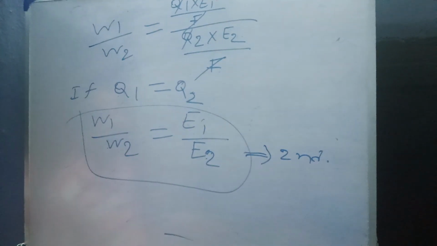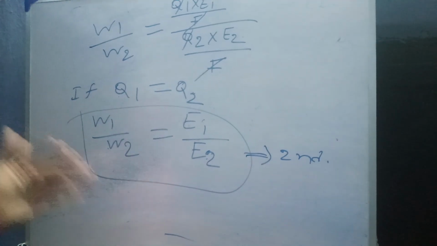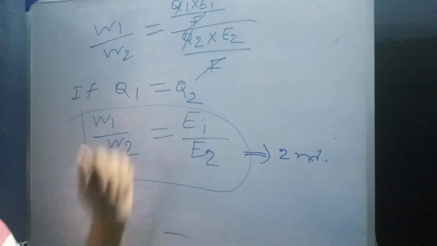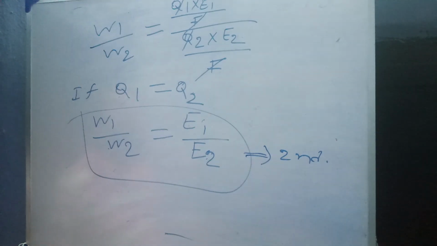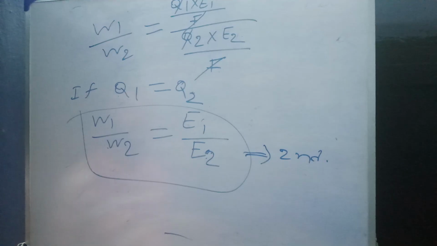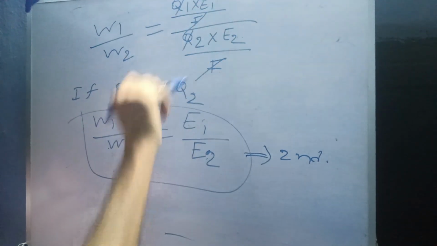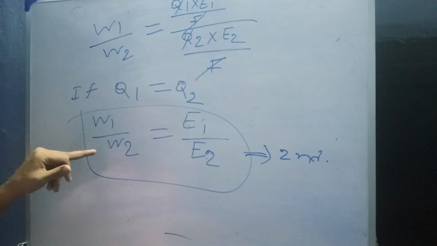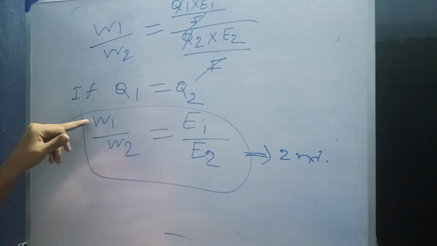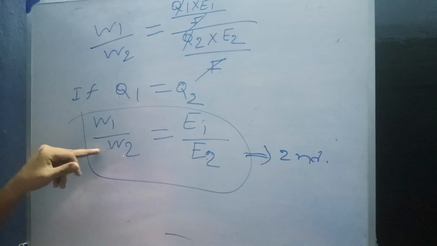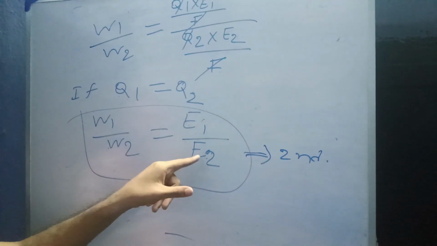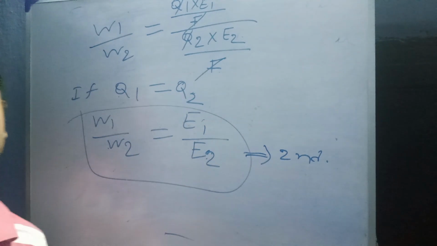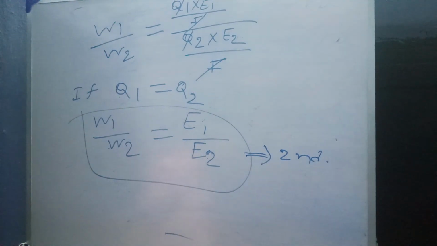So another form of Faraday's second law is: if the same amount of charge is passed through solutions of two different electrolytes having equivalent weights E1 and E2, then the ratio of the amounts of the electrolyzed products is equal to the ratio of their equivalent weights.